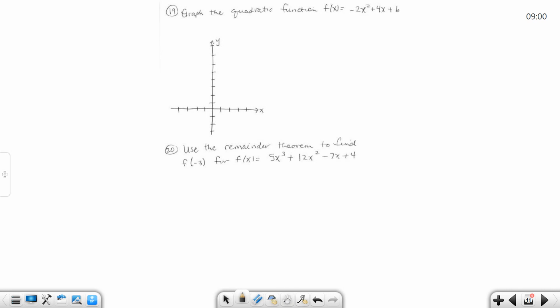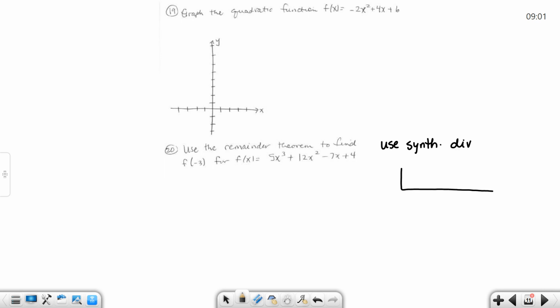We are still working on the practice final exam. We will start here with number 20. Use the remainder theorem to find f of 3 for this given polynomial function. Now what the remainder theorem tells us is this. We will use synthetic division.